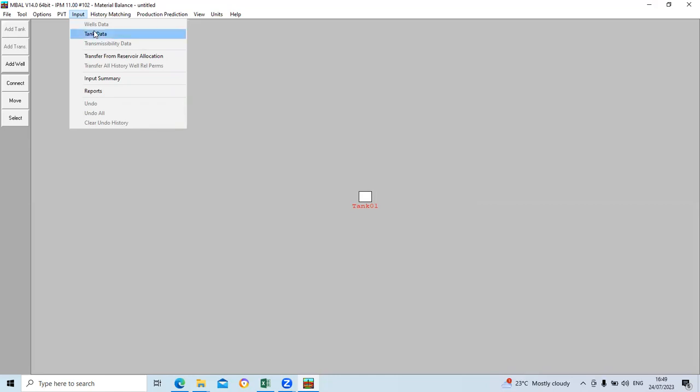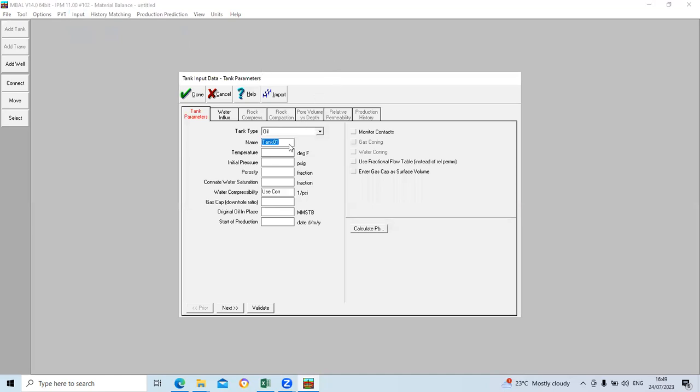We want to put in the reservoir parameters. We'll go to tank data. We are just going to give a name to this tank, maybe reservoir 1. Then our temperature, let's say 160 degrees. Our initial reservoir pressure, let's say 3200. Our porosity, let's say 0.24. Our connate water saturation, let's say 0.23.